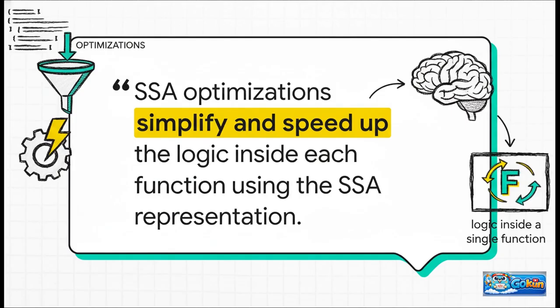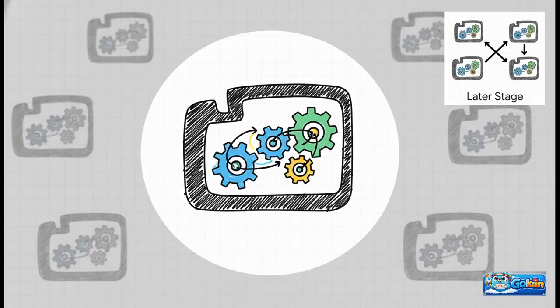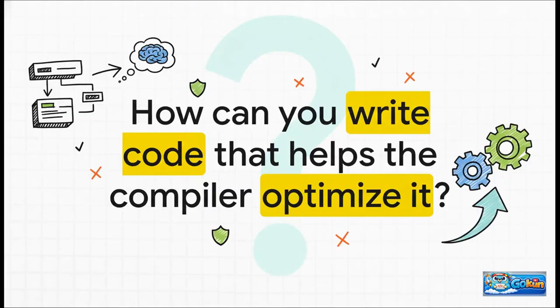So, if you're going to remember just one thing from all of this, let it be this. This is your core mental model. SSA optimizations are all about simplifying and speeding up the logic inside a single function. And it's all made possible by that super clear SSA representation. And just to hammer that point home one last time, this whole process is local, local, local. All the global stuff, like linking your whole program together into one executable, that happens much later, in totally separate stages.